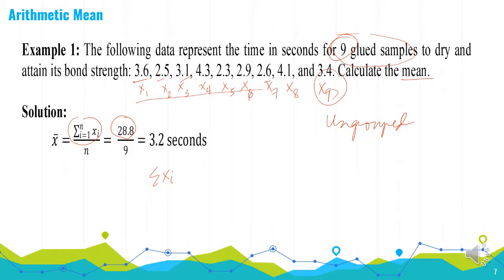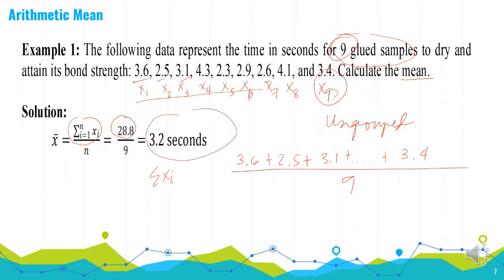So, ang ginawa natin, we added 3.6, 2.5, 3.1, hanggang 3.4. Tuloy-tuloy yun. And then divide it sa 9 kasi 9 sila. So, we get 3.2 seconds. Okay? Now, this is the mean. So, paano ka ngayon susulat?